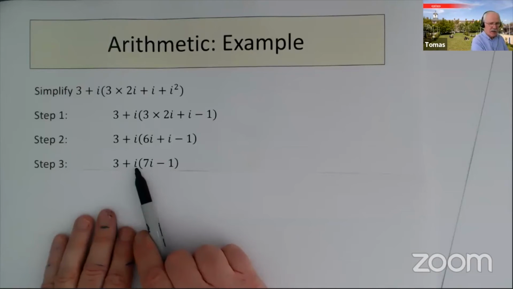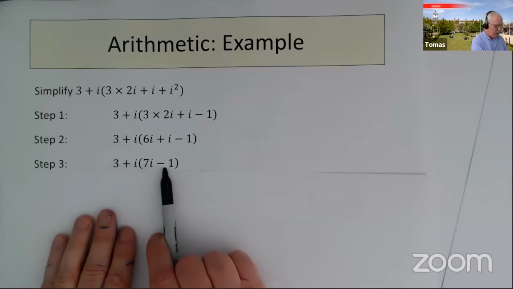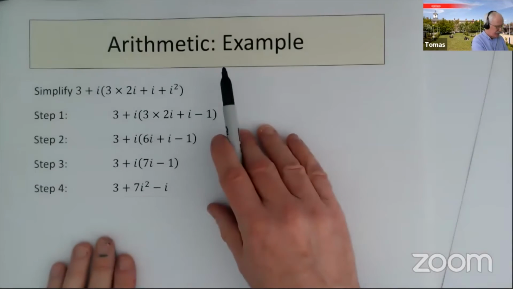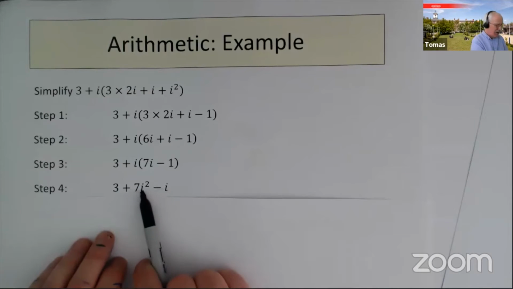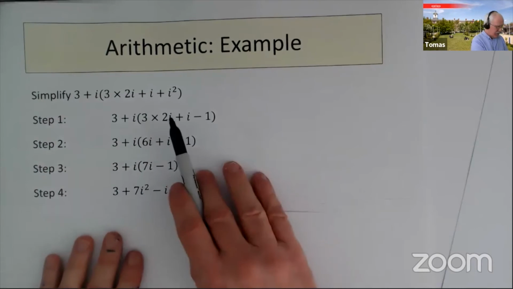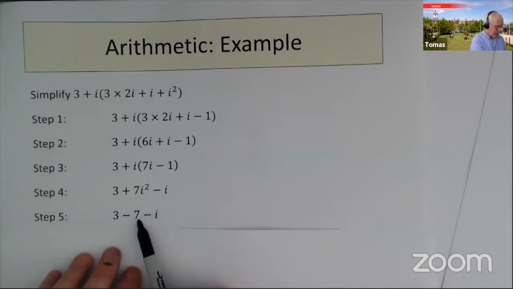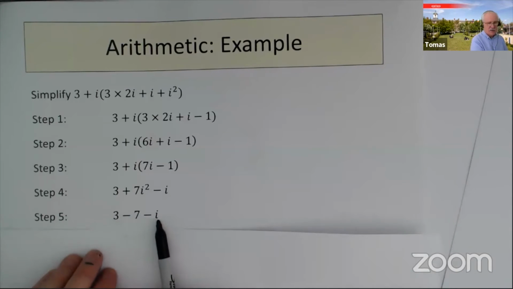Let's multiply in now by the i. So i by 7i will be 7i squared, and i by minus 1 will be minus i. So there's the 7i squared and the minus i. Now we're left with the i squared. That's a power. So we're going to simplify that down to minus 1 times. So that becomes a minus. So 3 minus 7 minus i.